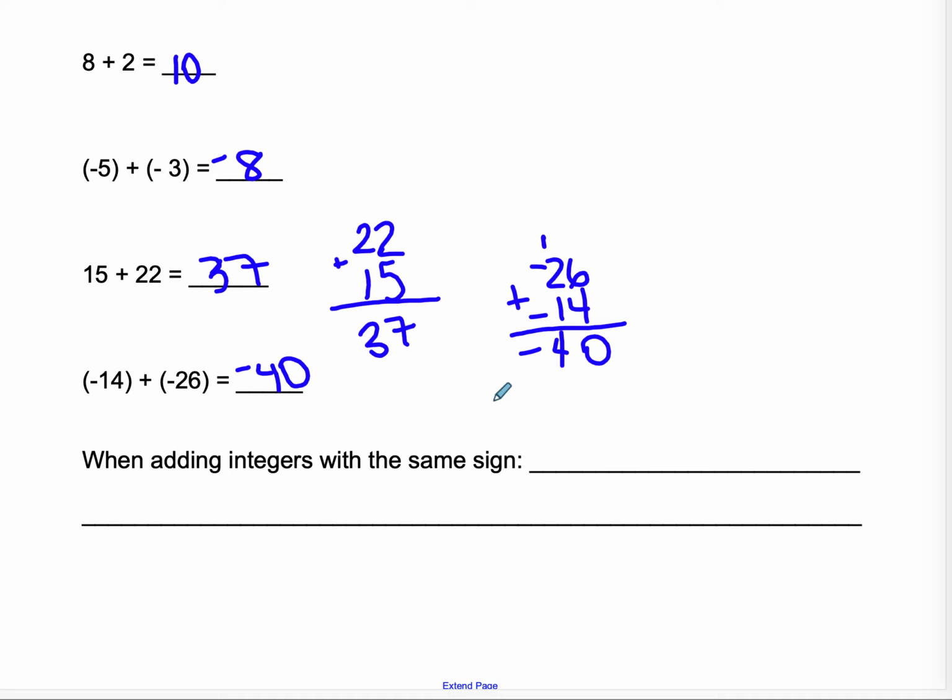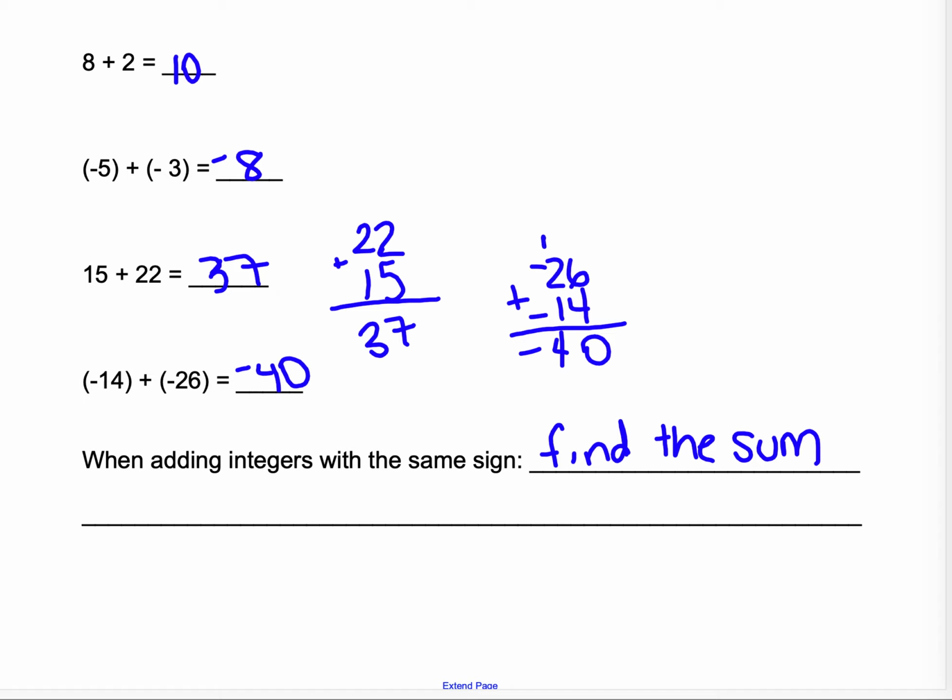All right, and then when adding integers with the same sign, what do we do? You find the sum. Same sign, find the sum.